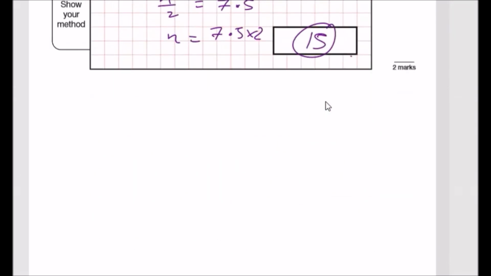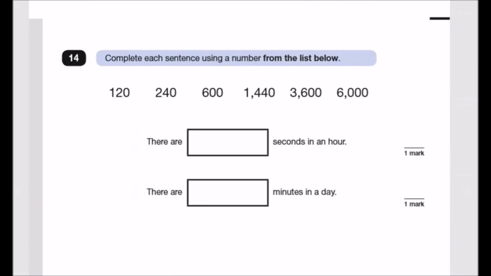Okay, let's move on. Okay, number 14, guys. It looks like we're almost there. I don't know how many are left, but I think we're near the end. Complete each sentence using a number from the list below. We've got various numbers: 120, 240, 600, 1,440, 3,600, and 6,000. So let's read the statements.